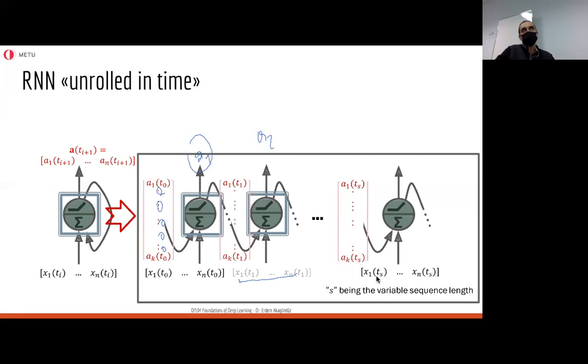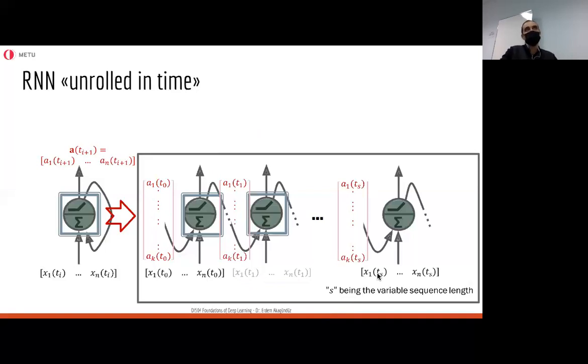When it goes to TS, actually, I have an S plus 1 length sequence fed to this. So as you can see, when I represent this network in this unrolled in time representation, it doesn't look like a recurrent neural network anymore, because in a recurrent neural network, I was feeding it to myself.